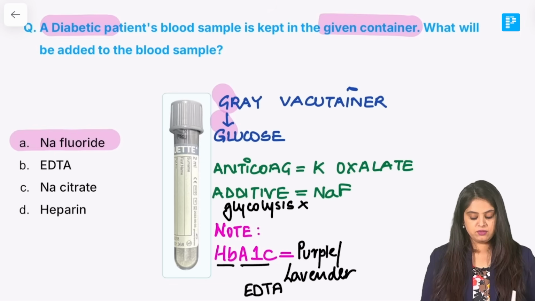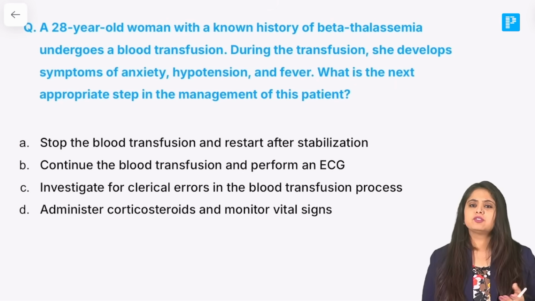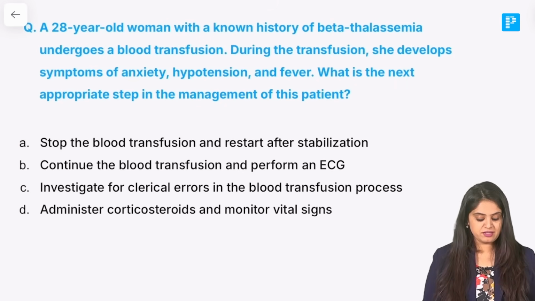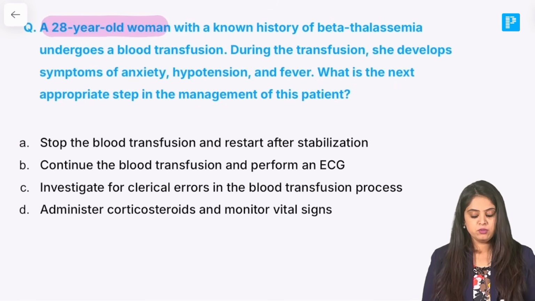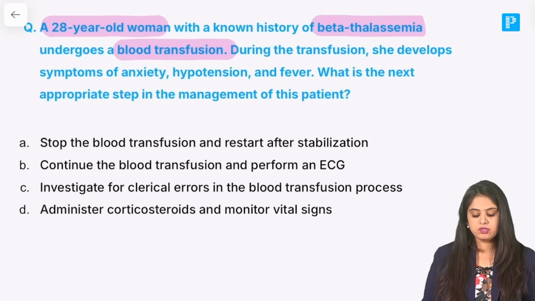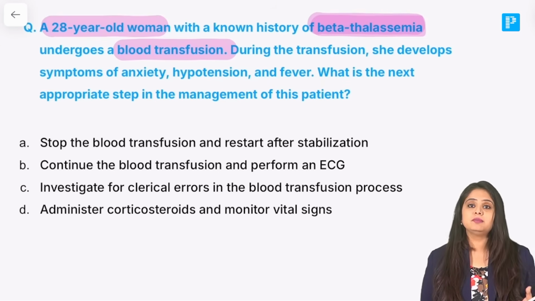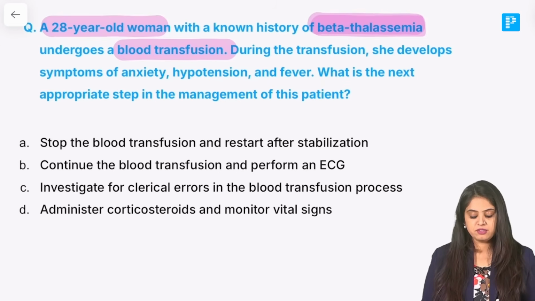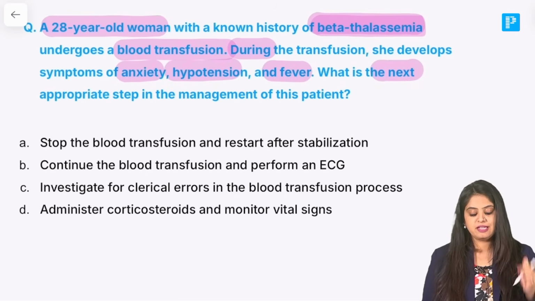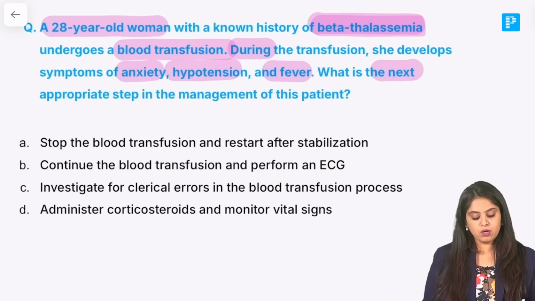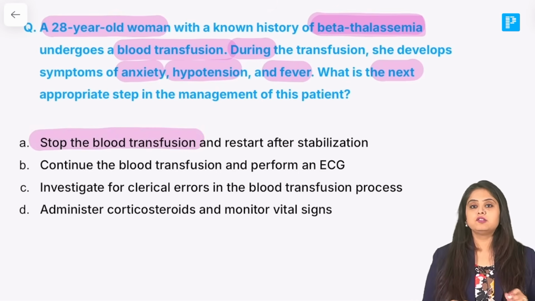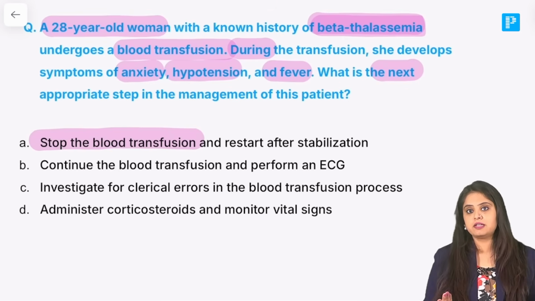Moving on to the next question, which was rather a general common sense question, as I would say it. A 28-year-old woman, known case of beta thalassemia, undergoes blood transfusion. Because she's undergoing blood transfusion, I'm obviously assuming she's a case of beta thalassemia major. Let's say that after transfusion or during transfusion, there is anxiety, hypotension and fever. What is the next thing that you would be doing? The first thing will always be to stop the blood transfusion irrespective of whatever symptom the person is having. Stopping the blood transfusion has to be priority so that then you can investigate and find out what's happening.